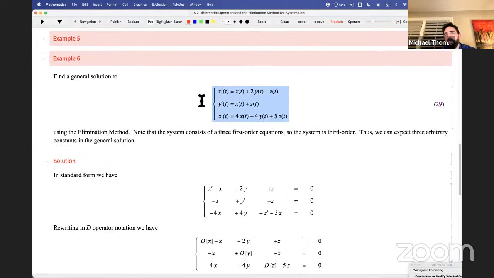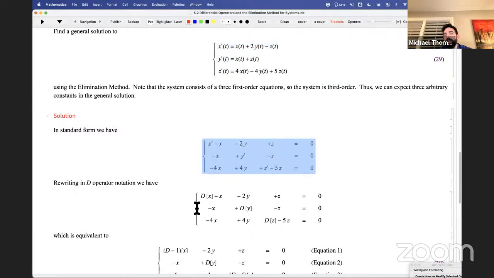So, what's the order of this system? It's third order, right? So it's got three first orders in it. The system's written in normal form, which we don't want. We want to rewrite it in standard form. So let's take the system first of all, and let's write it in standard form. So we can write it this way: all the x's over here, then the y's and the z's. By the way, it's third order, so we're expecting three constants, right? C1, C2, C3.